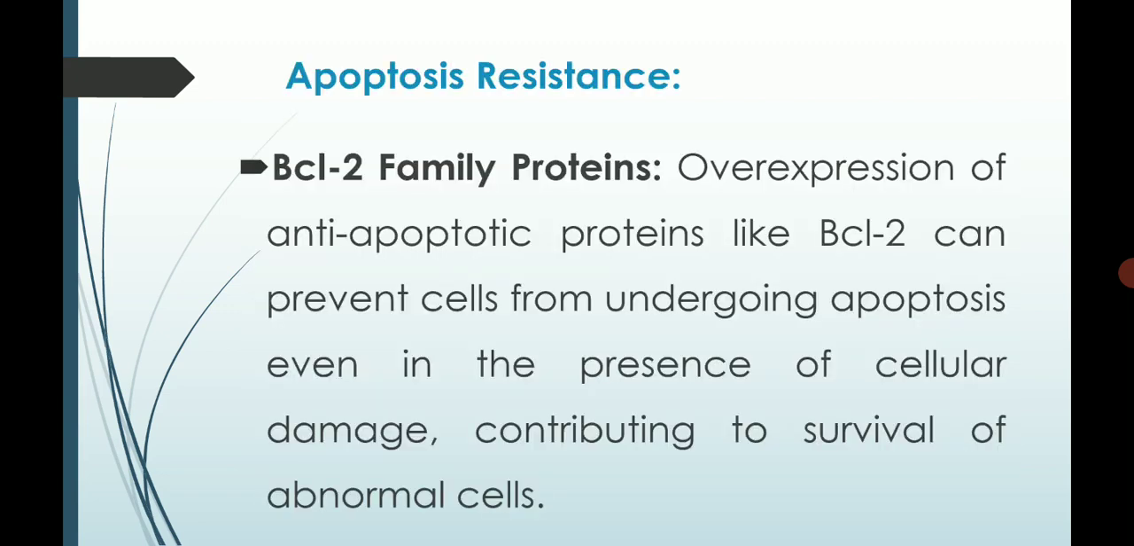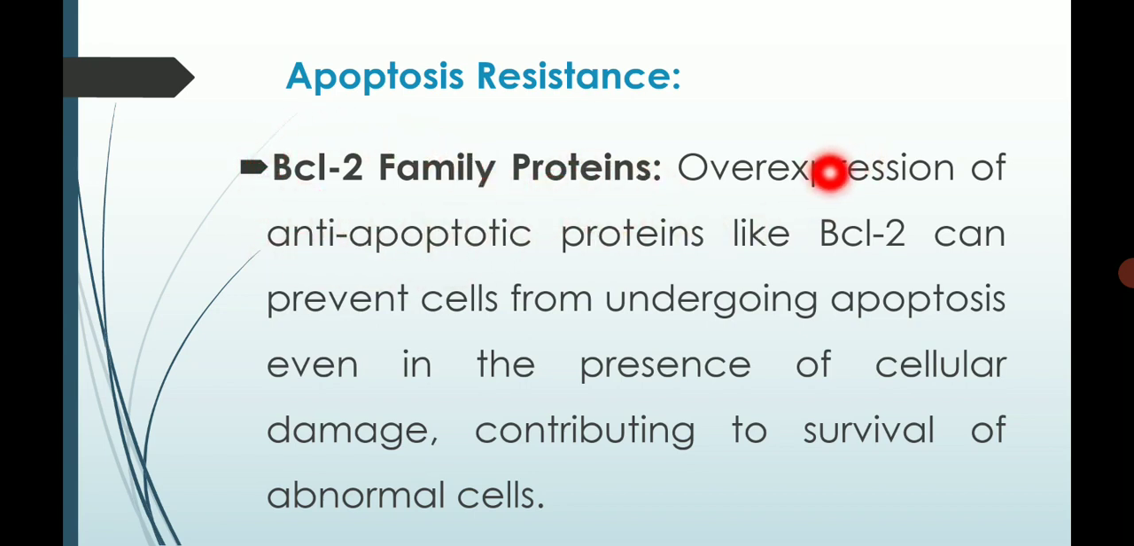And the overexpression of the BCL2 family. So this is the final thing: apoptosis resistance. What is meant by apoptosis? Apoptosis is a kind of cell death. So the death time of the cell is already determined when the cell is born. But apoptosis will be overcome because of the hyperregulation of BCL2 family proteins.